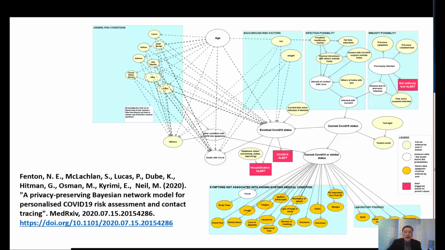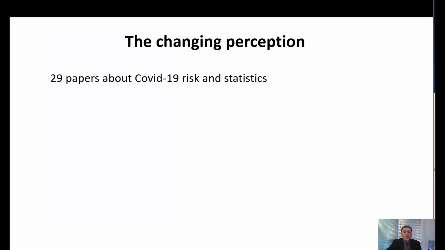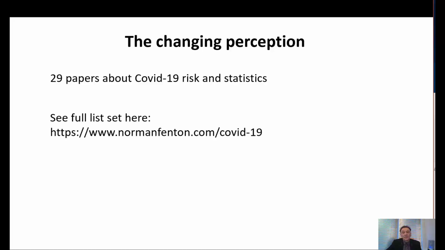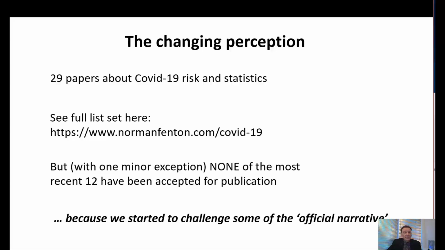With our many clinical partners, we developed a comprehensive Bayesian network model for personalised COVID risk assessment. And this model was implemented for web and mobile phone use. And you can run it yourself here, although the data has not been updated for over a year. At last count, I've been co-author of 29 papers about COVID risk and statistics, and you can see the full list of papers here. But with one minor exception, none of the most recent 12 have been accepted for publication. And that's because we started to challenge some of the official narrative.